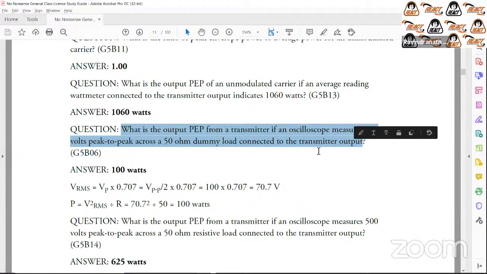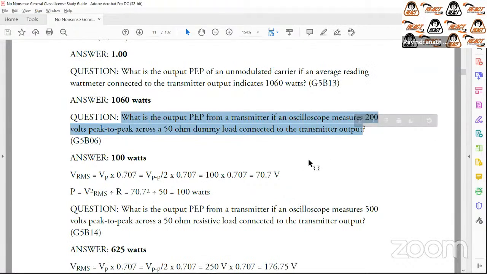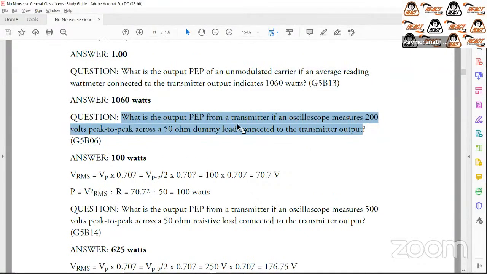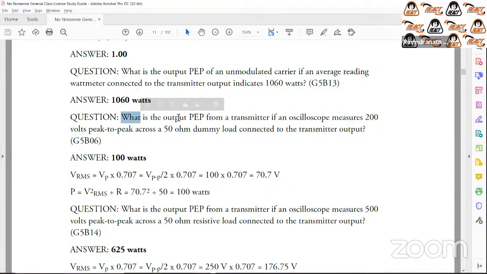What is the output peak envelope power from a transmitter if an oscilloscope measures 200 volts peak to peak across a 50 ohm dummy load connected to the transmitter output? Okay, again, a lot of extra words inside of there. So let's distill it, let's dissect it. What are they asking us? What is the peak envelope power? That is what they want to know, the peak envelope power, right?